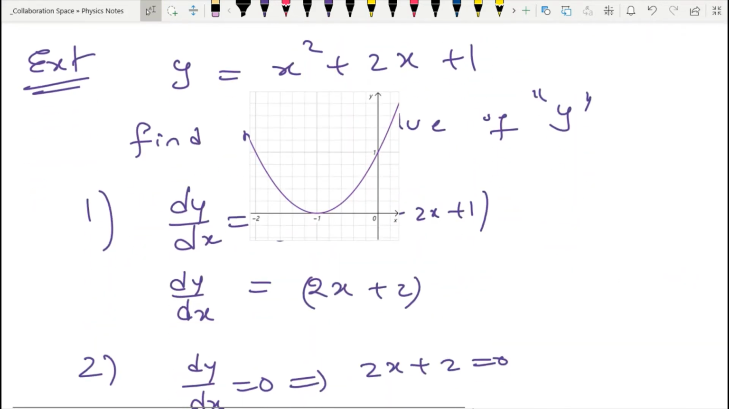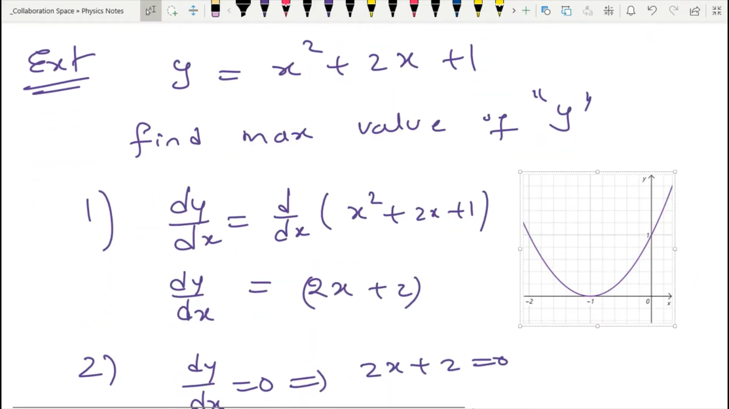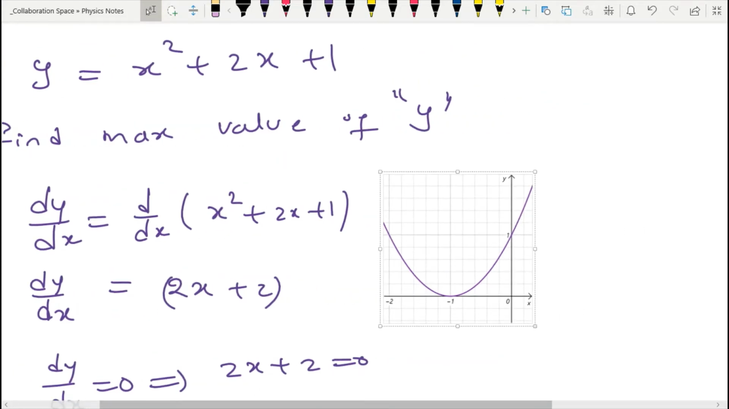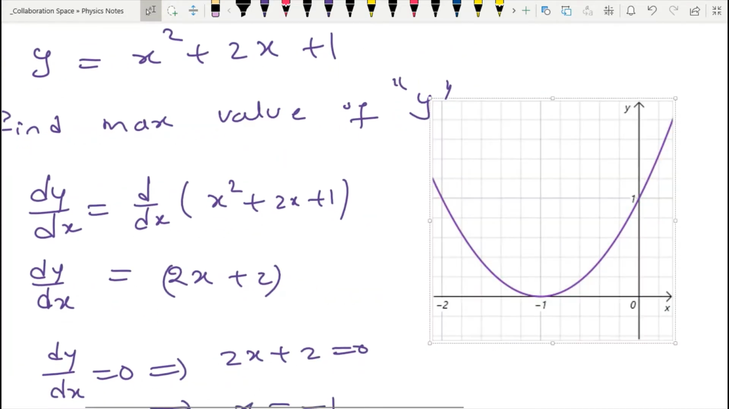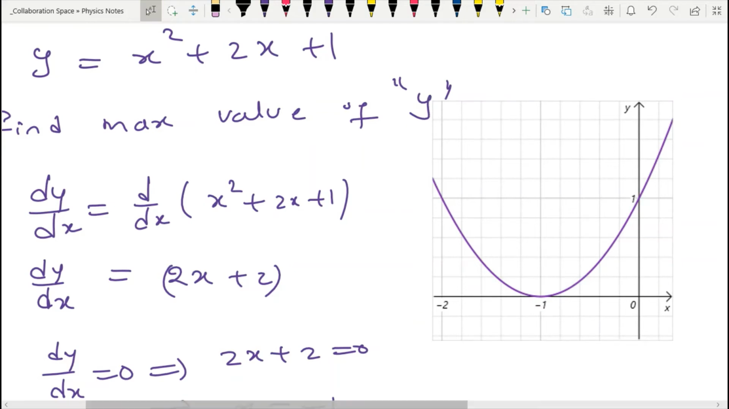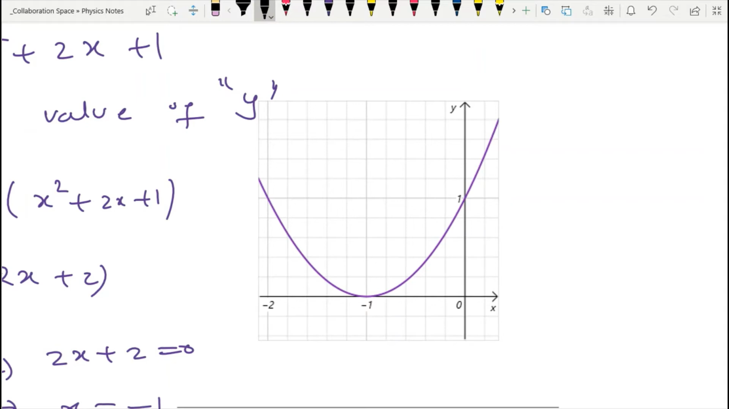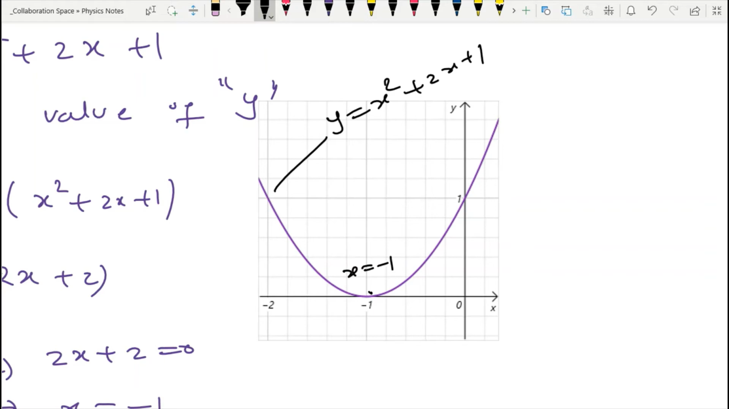I have plotted the graph here, and I will show you the graph also. Without drawing the graph, we have calculated where the function is getting the minimum value. So this point is very important. This is the graph of that function, y is equal to x square plus 2x plus 1, and you can see here at x is equal to minus 1 the function is having minimum value, and you cannot say the maximum value of the function because it is a parabola graph and it will continue up to infinity.